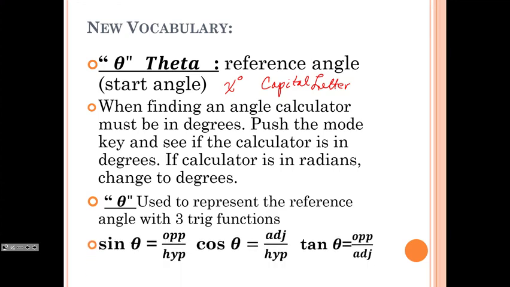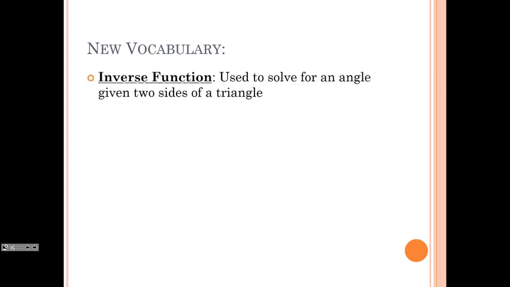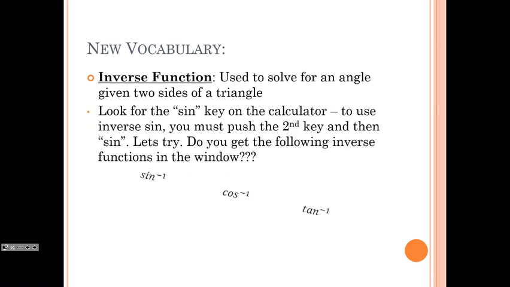Remember, sine equals opposite over hypotenuse, cosine is adjacent over hypotenuse, tangent is opposite over adjacent. Okay, new vocabulary: inverse function. Check and make sure that you can find it on your calculator. You might have to hit shift and then sine. When you hit shift sine or second sine, you'll see sine -1. This means that we're going to use this to find an angle measurement.